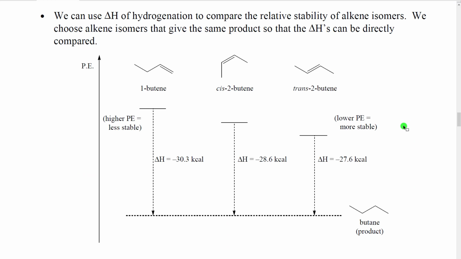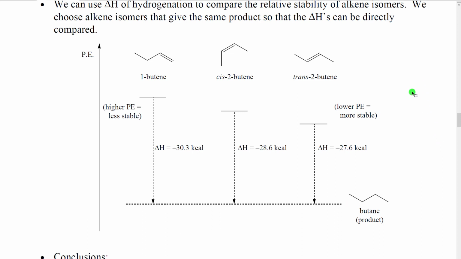So this experiment was done, and when they did this experiment, they had to be very careful about the alkenes they chose to measure and compare. They wanted to directly compare the delta H numbers. So in order to make that work, they chose 3 constitutional isomer alkenes that, when hydrogenated, would all form the same product.